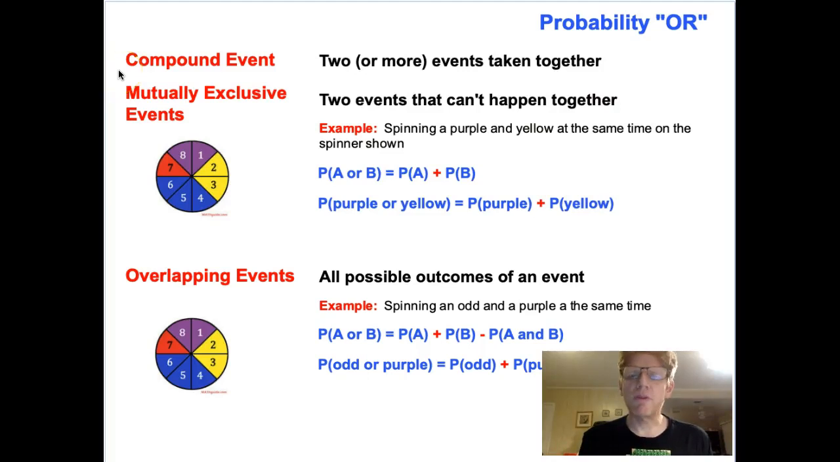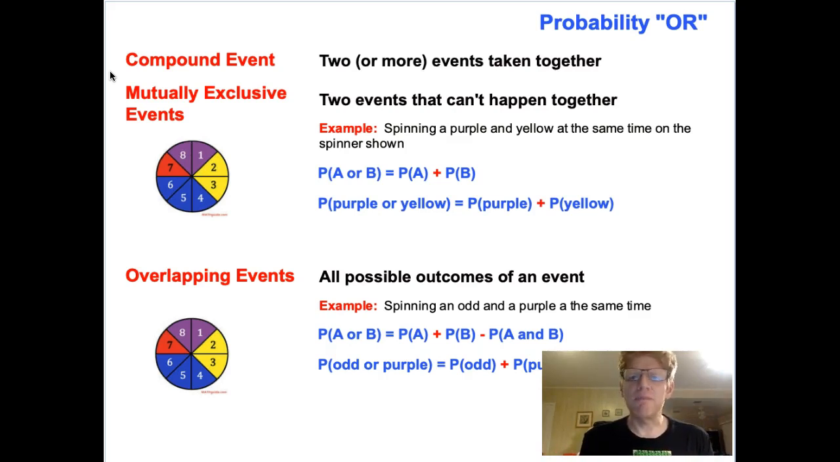In part two of our probability discussion, we want to talk about compound events. Compound events are when you take two or more events together. And there are two different kinds that we talk about: mutually exclusive events and overlapping events. Mutually exclusive things are things that can't happen at the same time. So two events that can't happen together are mutually exclusive events.